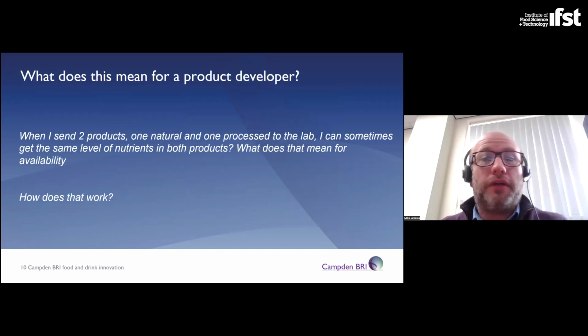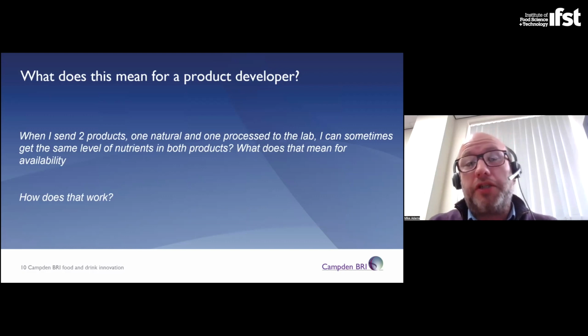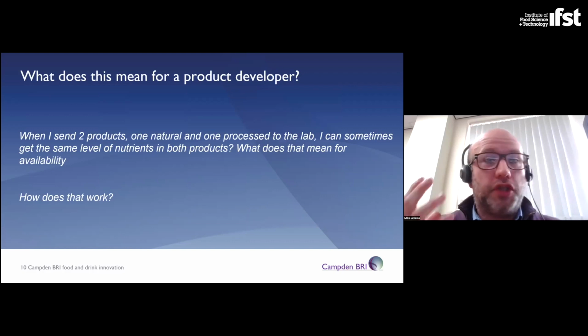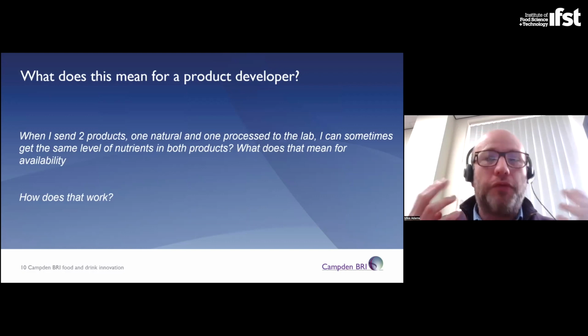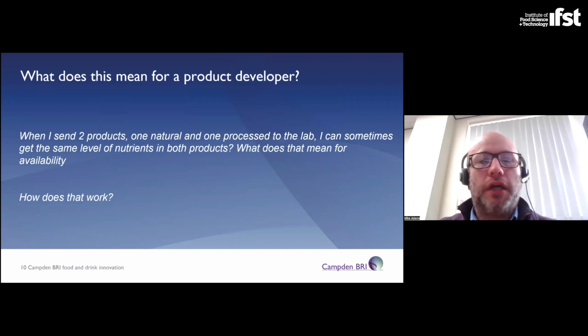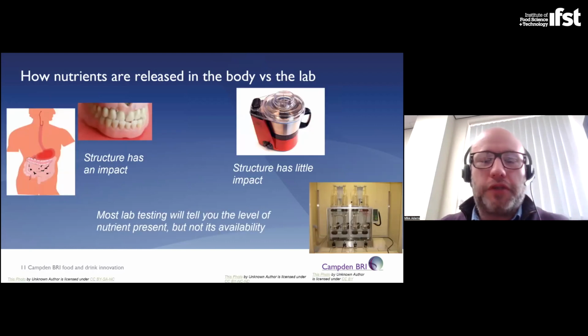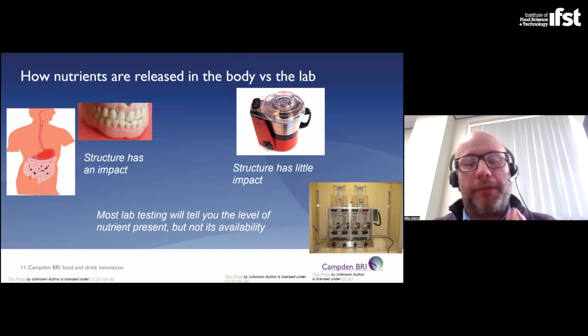So what does that mean for a product developer? Well, one of the big questions we get asked at Camden BRI is, I've got two products, maybe an apple and a juiced apple, and I send them off for nutrition analysis, and if water level is taken into account, I get the same level of nutrients in both of these things. What does that mean for availability? How does that work? Well, there's quite a big difference between what the body does and what a nutritional testing lab does.